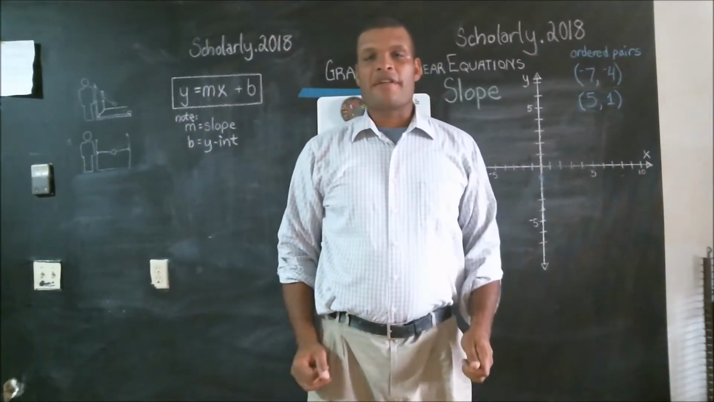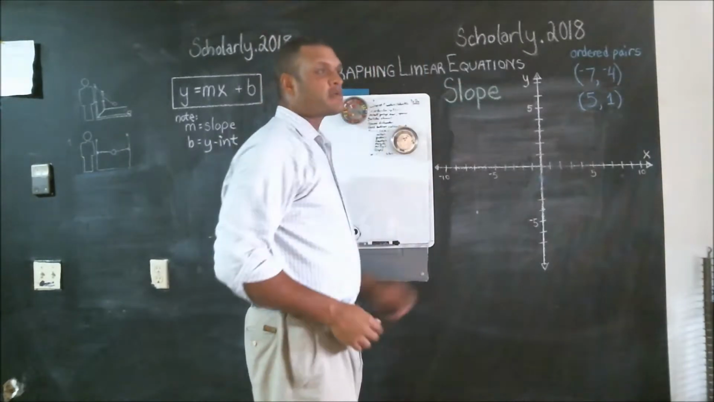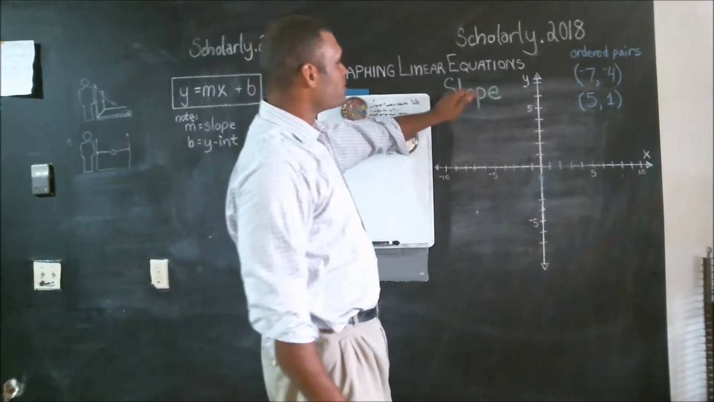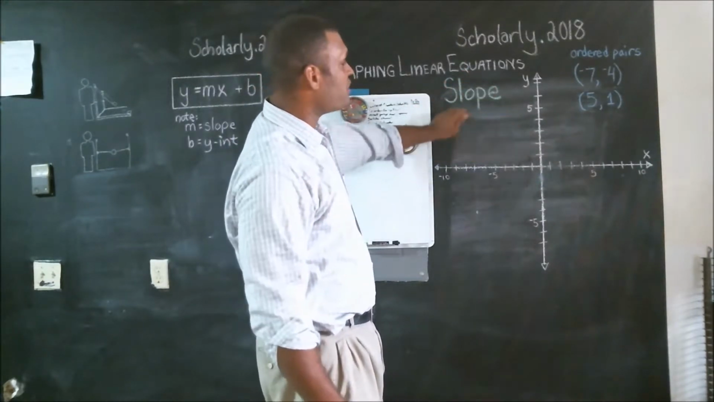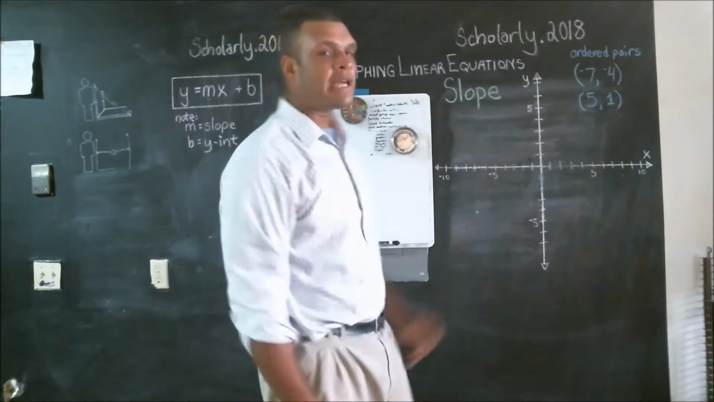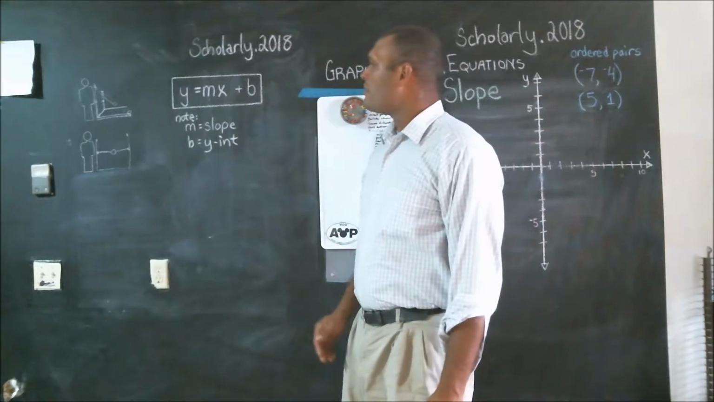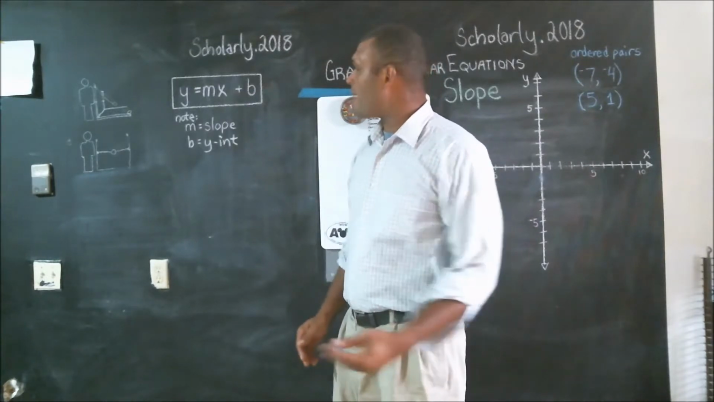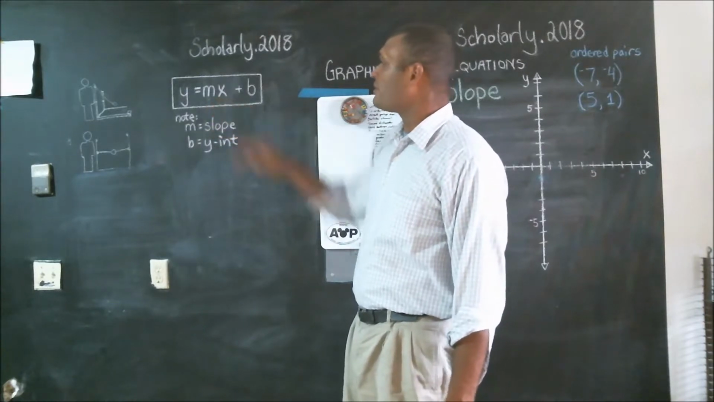Hi, welcome to Scholarly.2018. In our last video, we talked about graphing linear equations. We went through the introduction to the coordinate plane. We went through quadrants, intercepts, and introduction to slope. This video is going to be solely about slope and the equation that we'll use for graphing a line from your linear equation.